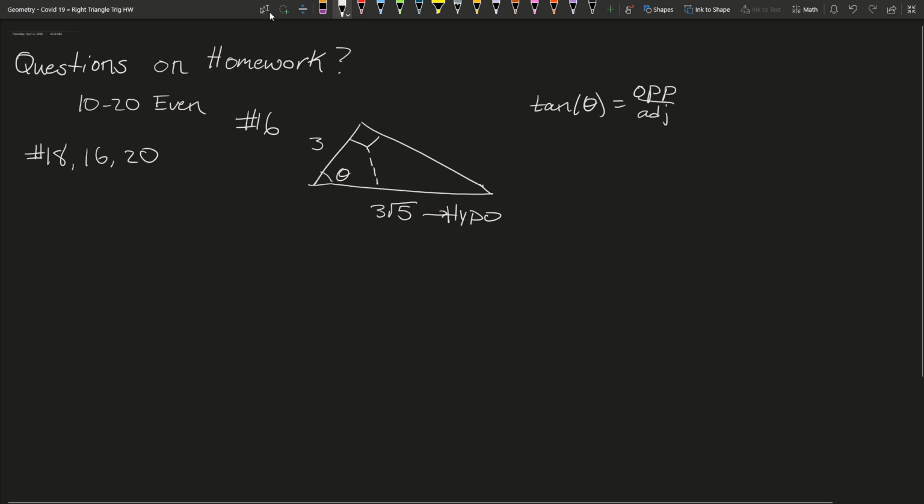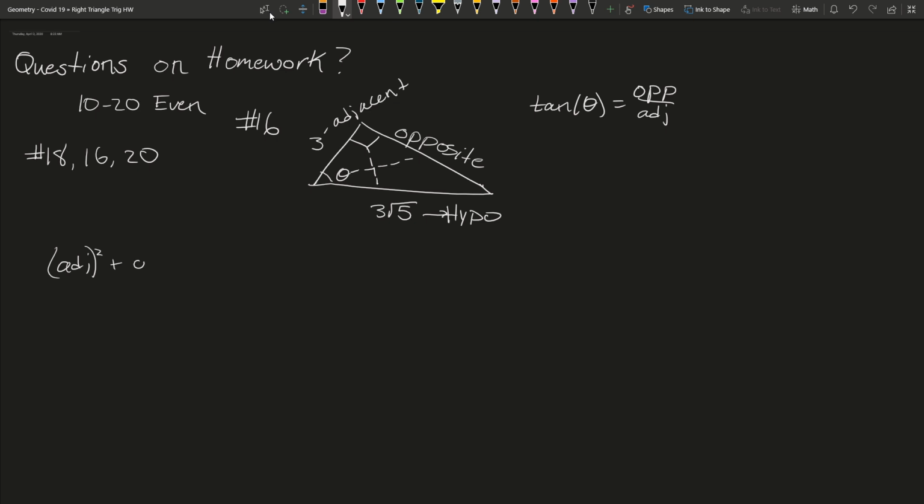And we can find the opposite side by drawing a line from our angle theta to the other side of the triangle. Then the other side is the adjacent. So right now we have the adjacent side and the hypotenuse, and we need the opposite side. If we set up our Pythagorean theorem, we have the adjacent squared plus the opposite squared is equal to the hypotenuse squared.